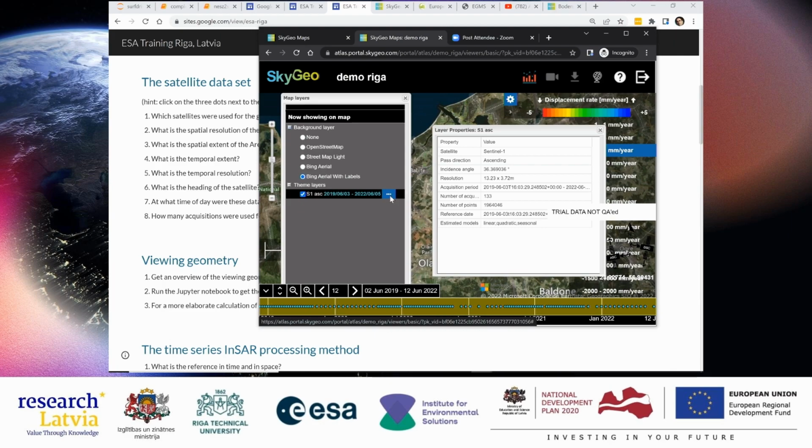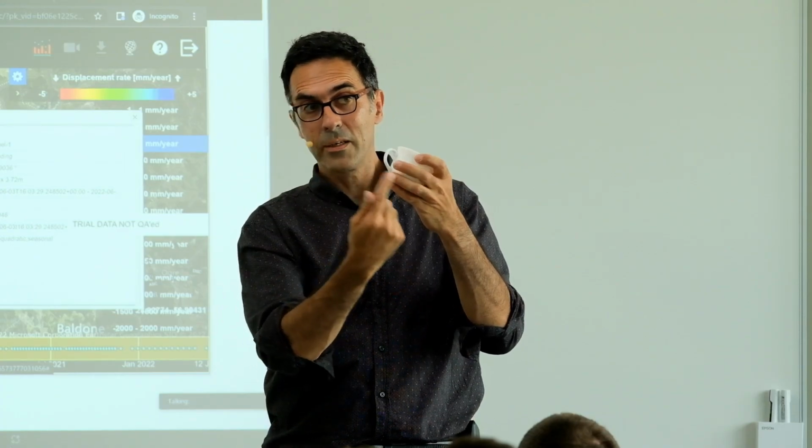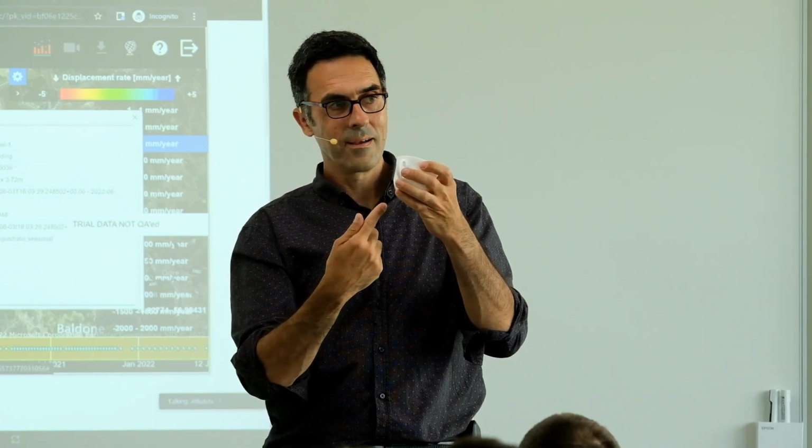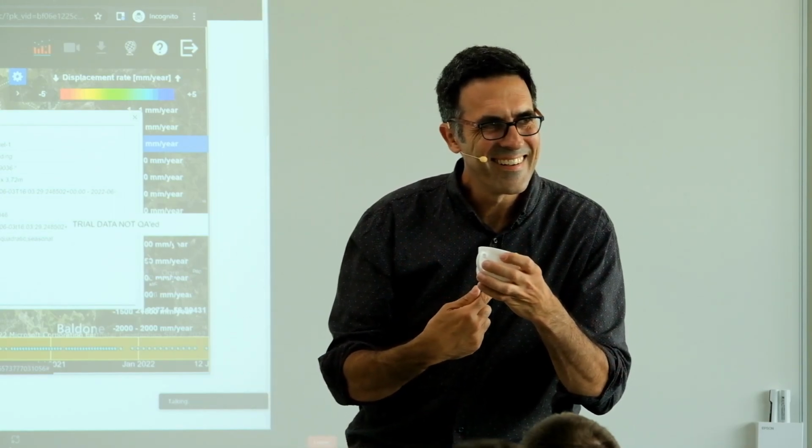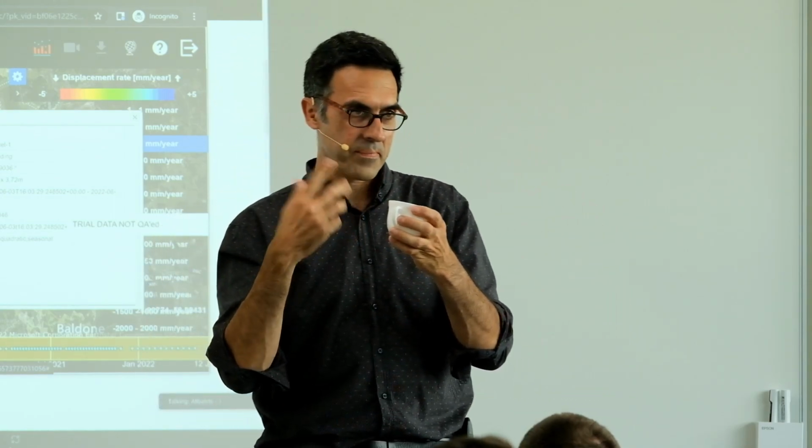It's an ascending orbit. Did somebody explain ascending and descending orbits in the earlier part of the week? No? Okay, well, this is important. If this is the Earth, and the Earth is rotating, this lamp is the sun, so it's rotating like this. The satellites are flying around the poles, right? Why are they flying around the poles? Why not like this? It's sun synchronous, but why?